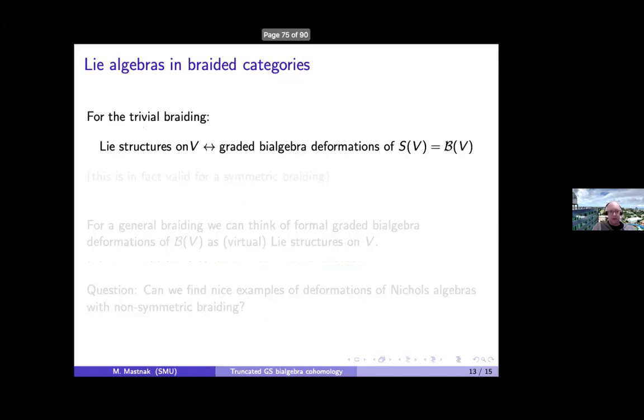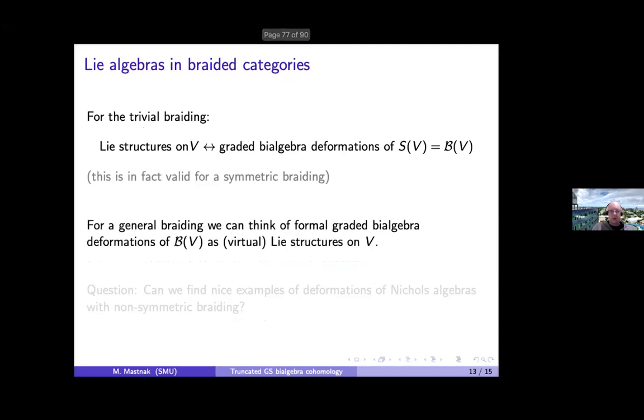I'm out of time, so I'll just briefly mention a couple more things for a minute. I already discussed that with trivial braiding, Lie structures on V correspond precisely to graded bialgebra deformations of the symmetric algebra. And the exact analog of the symmetric algebra is the Nichols algebra. This is actually true for any symmetric braiding. So one could think of formal graded deformations of the Nichols algebra as somehow virtual Lie structures on V.